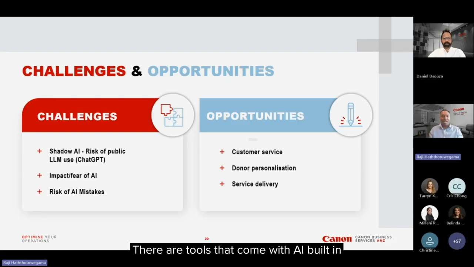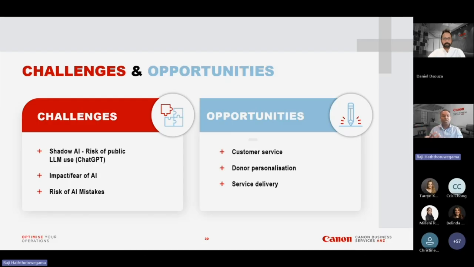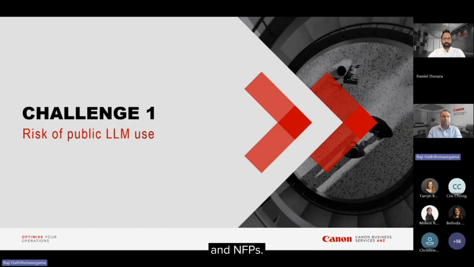There are tools that come with AI built in. How do you know? I mean, a classic example is the note takers that come in as well. Where does the data go? Where does the data live? Right? Conversations are recorded. And then the impact and fear of AI, which is really important. We need to address that, and also the risk of AI mistakes. So we'll go into a little bit more on that. And then we'll talk about specific use cases, specific opportunities, and specific types of agents that you can build in NFPs.